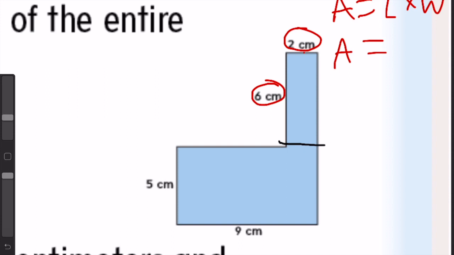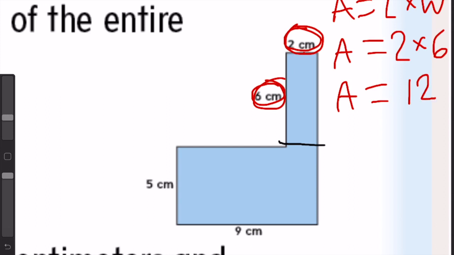Okay, so I'm going to do 2 times 6. 2 right here, 6 times here. Area equals 2 times 6 is, what's 6 doubled? 12. Okay, so right here, my area is 12 square centimeters.